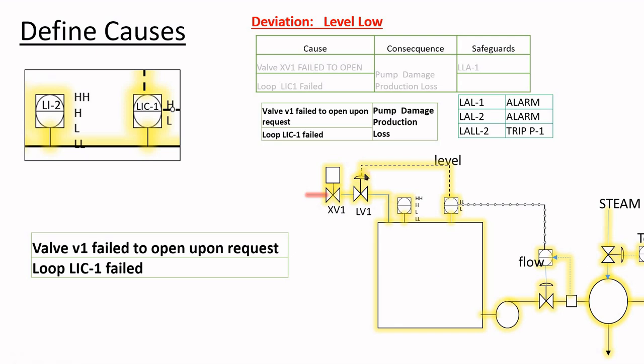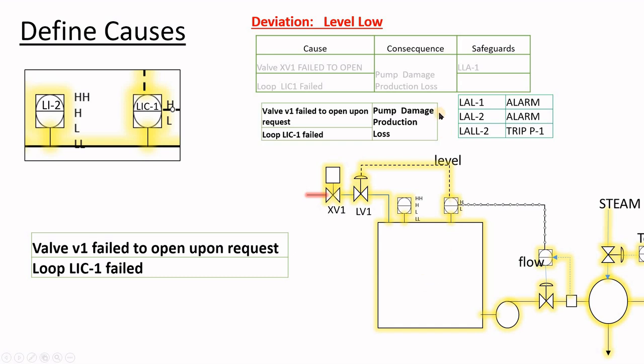For each one of those causes, we will put the consequences. The consequence of the level being low is that this pump could cavitate and get damaged. So we can say pump cavitation/damage. Also, your production will stop because you don't have enough liquid in the tank, so you have a production loss.